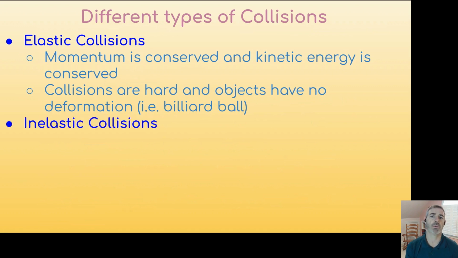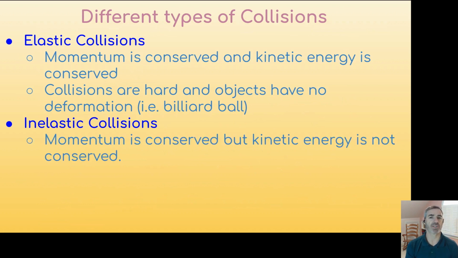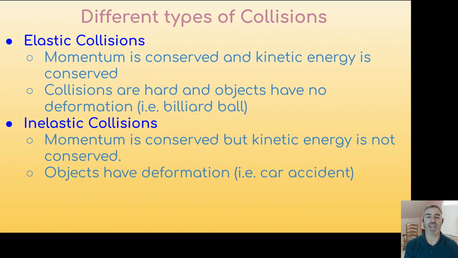The other type of collision, as we mentioned, is an inelastic collision. Still, momentum is conserved, because momentum is conserved in all collision types, but it's the kinetic energy that defines the type of collision, and kinetic energy is not conserved in an inelastic collision. In this case, objects have deformation. An example is a car accident. When cars collide in an accident, the car is designed to crumble to dissipate as much energy as it can, to protect the driver. That deformation makes it an inelastic collision.